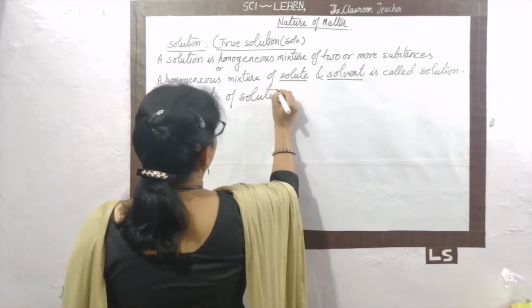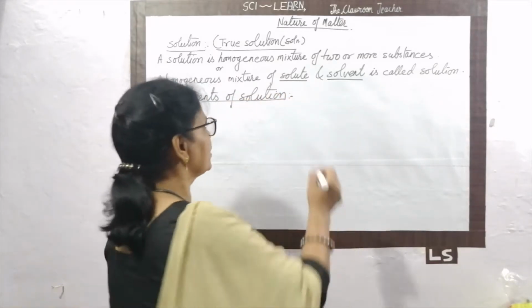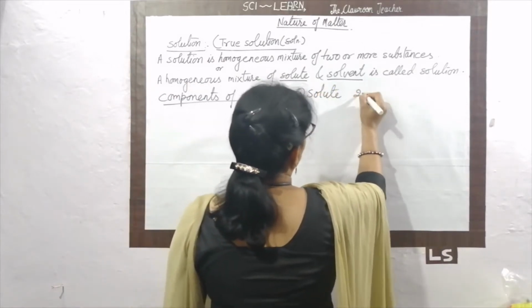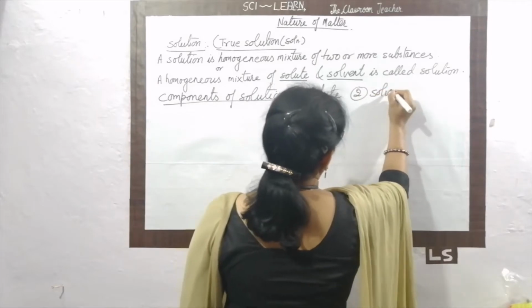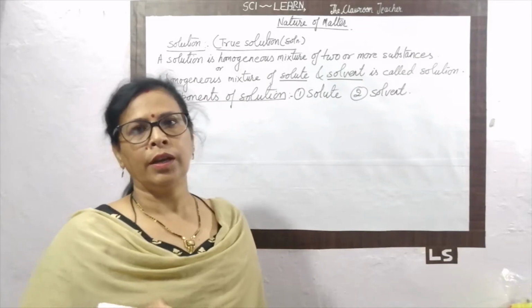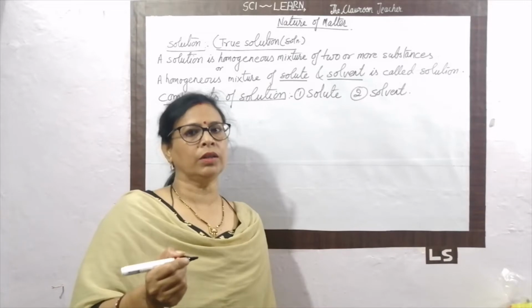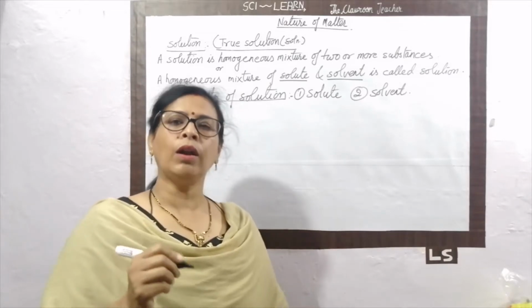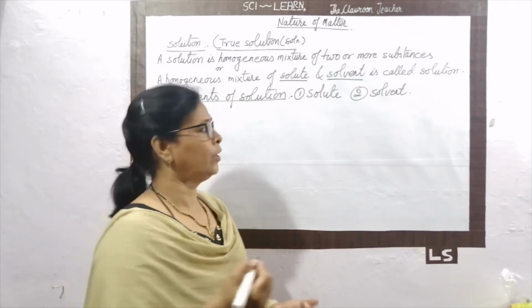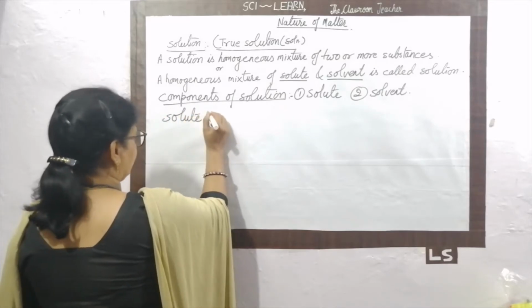What are the components of solution? Components of solution are two. First is called solute and the second one is called solvent. So what is solute and solvent? They are components of solution. Now how would you identify which is solute and which is solvent, or how are we able to define it? First, look at the definition of solute and then solvent.